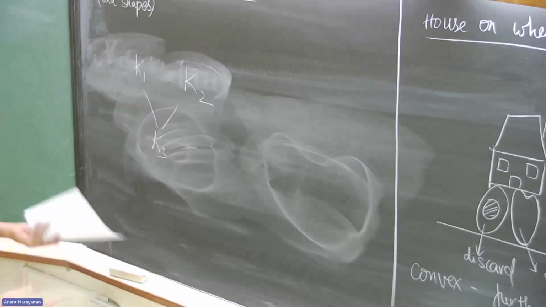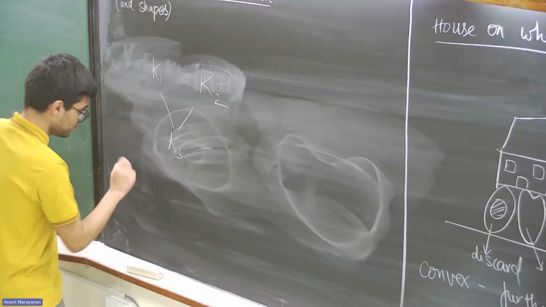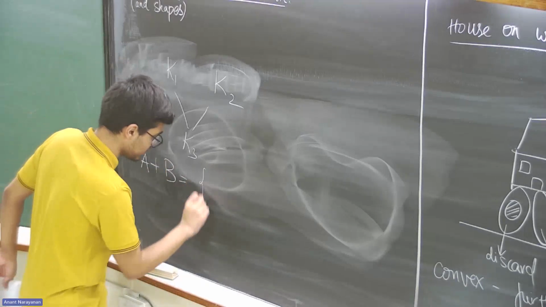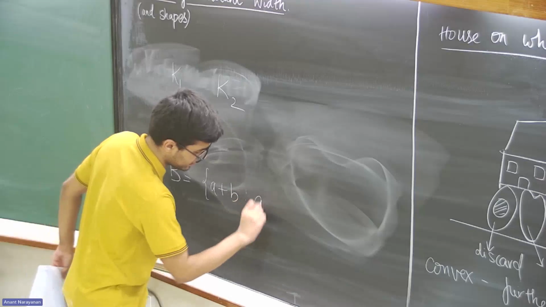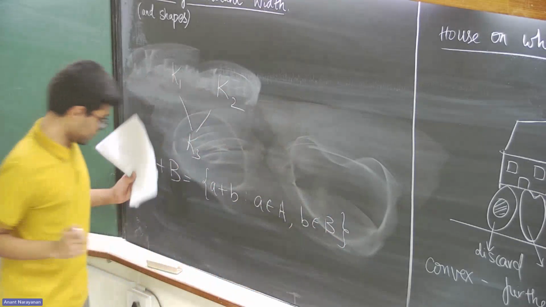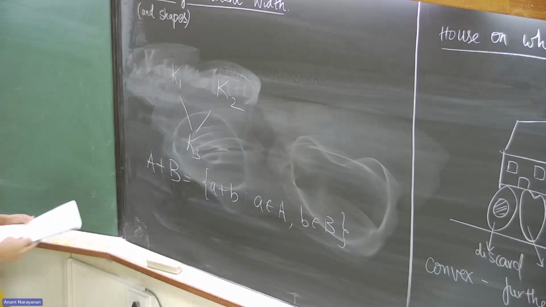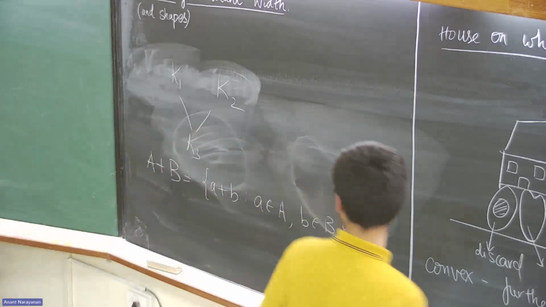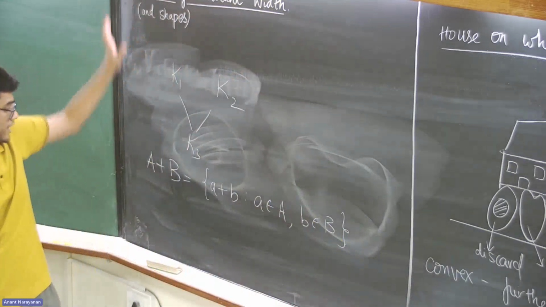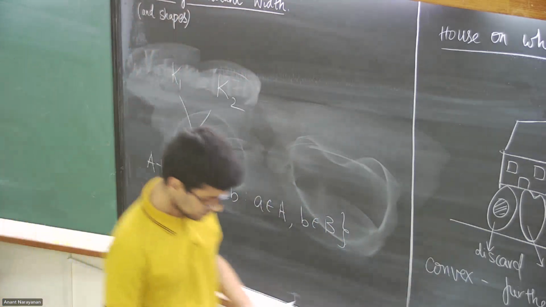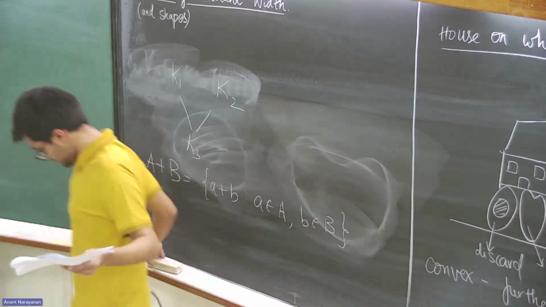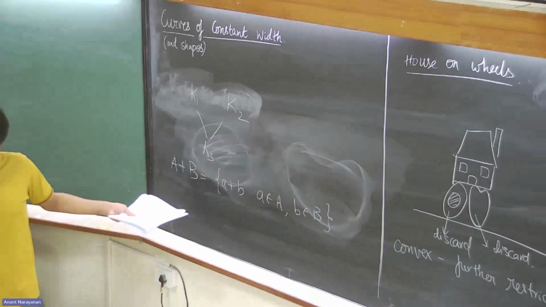In convex geometry, think of the Minkowski sum. For those who are not aware, A plus B is simply the set of all a plus b where a belongs to A and b belongs to B. If A and B are convex bodies, A plus B is also a convex body. And what we show now is that this class of bodies of constant width behave very nicely. Is it intuitively clear why that might be the case?